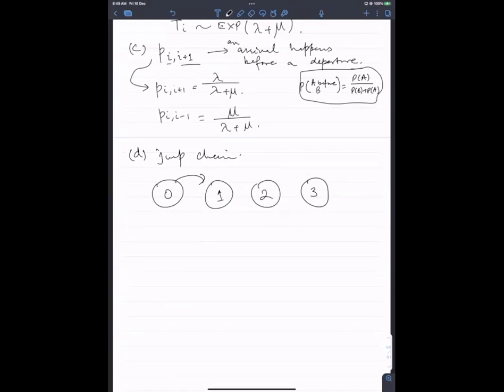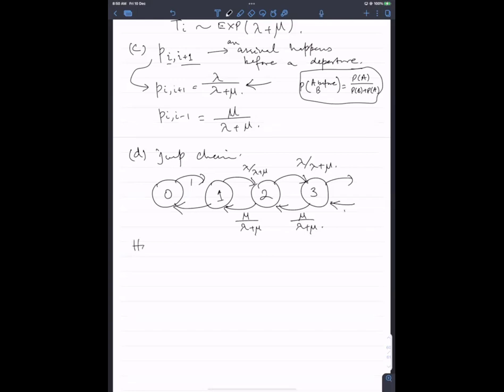What is the probability you move from state 0 to state 1? One probability. There is no other way out. Or 1 se 2 pe jane ki kya probability hai? Ke arrival happens before the departure happens, which is this guy. It's lambda over lambda plus mu. 2 se 3 pe jane ki lambda over lambda plus mu. 3 se 2, 2 se 1, 1 se 0 jane ki mu over lambda plus mu. Etc.